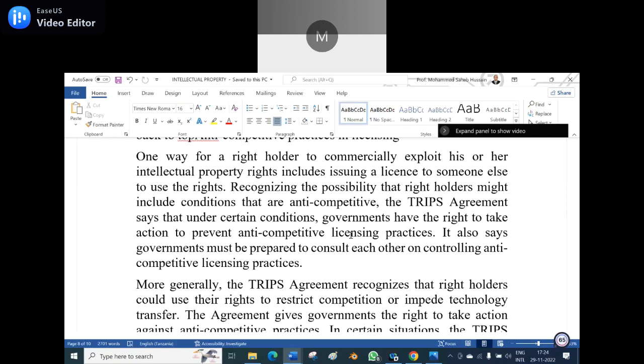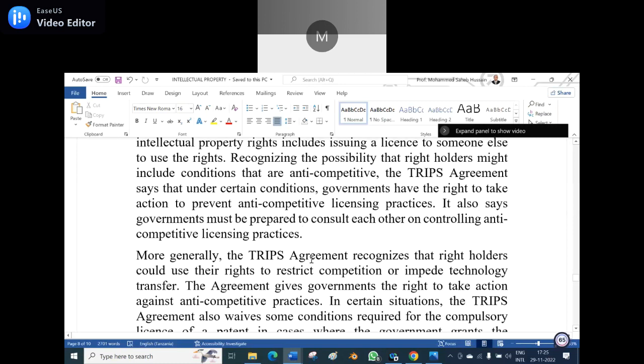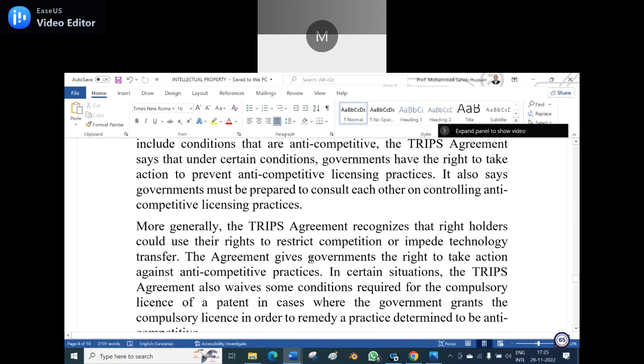So where anti-competitive licensing practices exist, the government will stop them. It also says that governments must be prepared to consult each other on controlling anti-competitive licensing practices. If any persons engage in anti-competitive licensing practices, that should be curbed. More generally, the TRIPS agreement recognized that right holders could use these rights to restrict competition or impede technology transfer. So the TRIPS agreement also places some restriction on competition or on technological transfer.